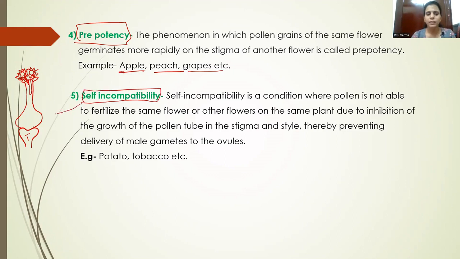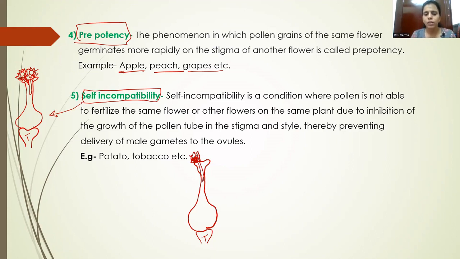Self incompatibility is almost similar to prepotency. Again, this is the thalamus, and then you have ovary, stigma and style. Now what happens is, for example, if the stigma receives the pollen grain of its own flower, this pollen grain will never germinate in the stigma of the same flower. This is because the stigma and the style inhibit the formation or growth of pollen tube inside the style.